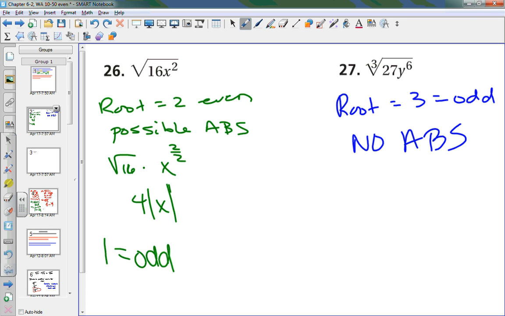Okay? I'm not going to do this problem. The whole point of this today is to make sure that you know when you're using absolute value and when you're not. 28.